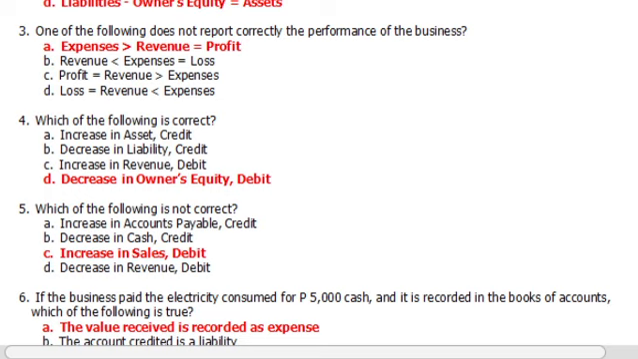Number 4, which of the following is correct? Increase in asset, dapat debit yan. Letter B, increase in liability, dapat debit. Increase in revenue, dapat credit. So, letter D, decrease in owner's equity. Since owner's equity is credit yung kanyang normal balance, therefore, dapat nakadebit siya. So, answer is letter D. Number 5, which of the following is not correct? So, not correct. Again, letter C, increase in sales should be credit.